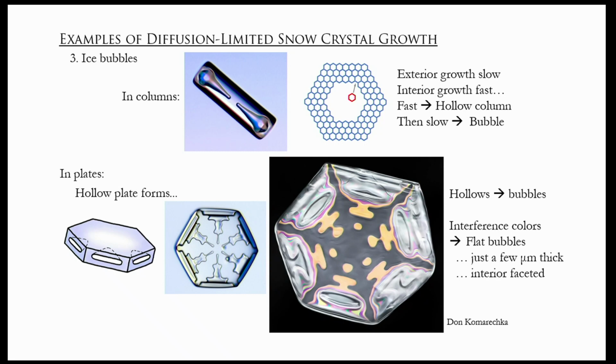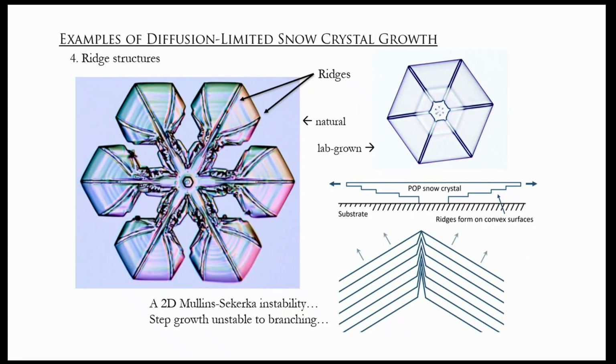You can get hollow plates, and the hollows can fill in and make bubbles. Here's a great example taken by Don Komrechka, a somewhat internet-famous snowflake photographer, using a shutter that produces... and these are interference fringes. So these are sort of micron-thick plate-like bubbles in the ice. Kind of cool. And they come in various thicknesses, and he sees a lot of that. If you shine a flash on it, you get double reflections and interference fringes.